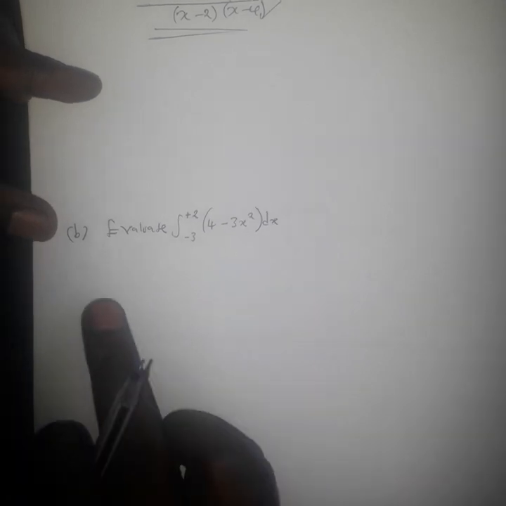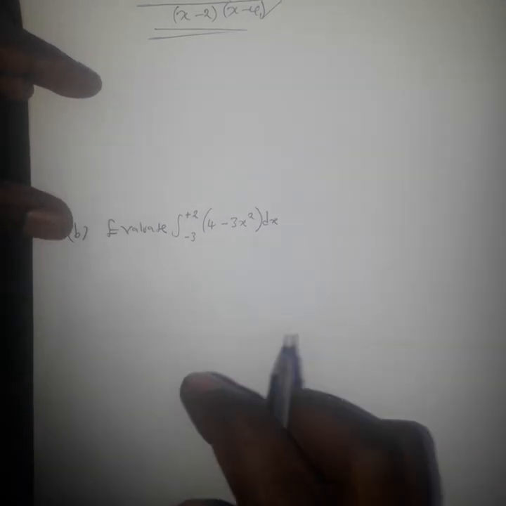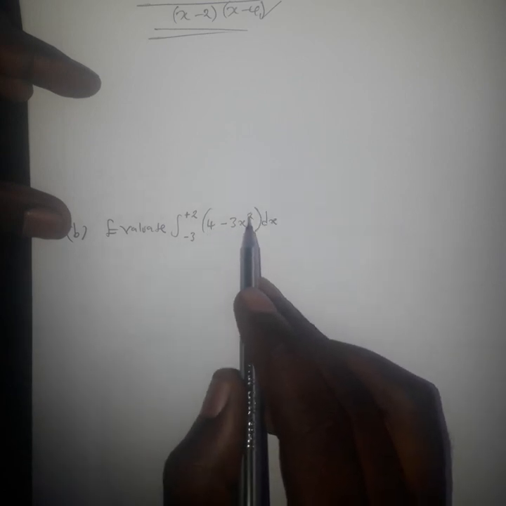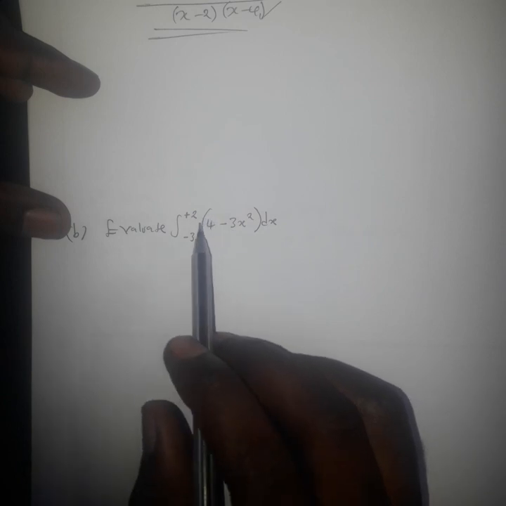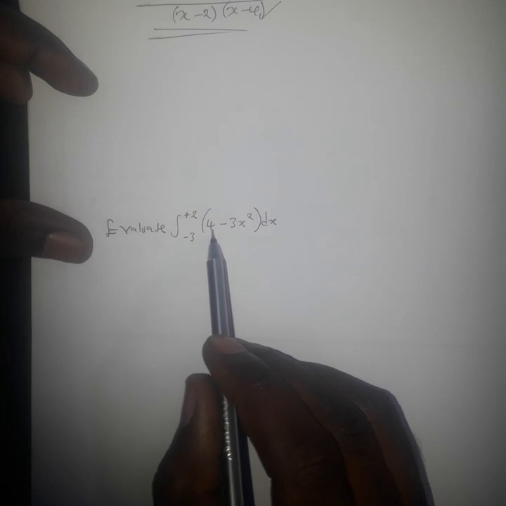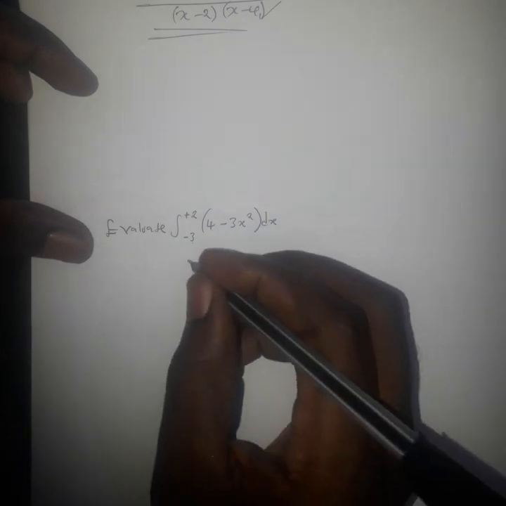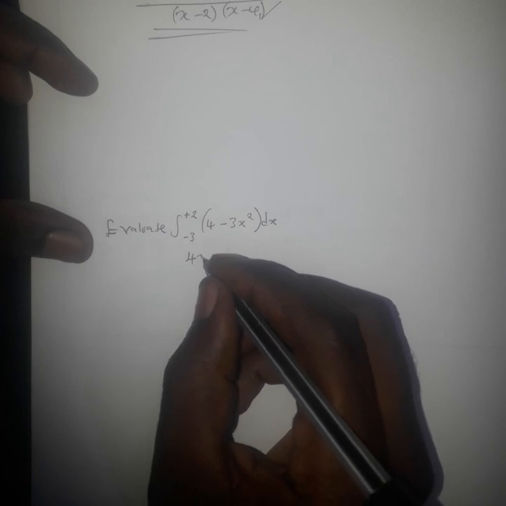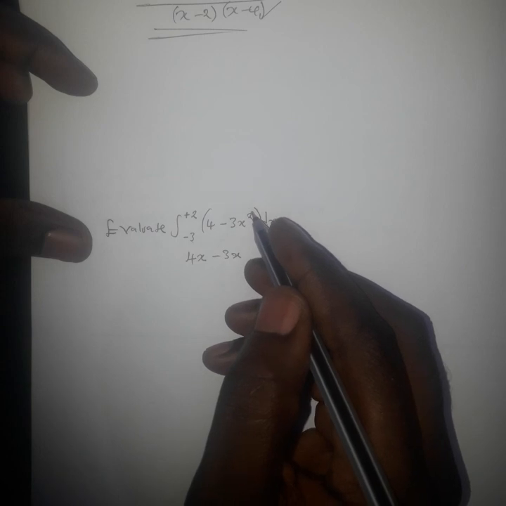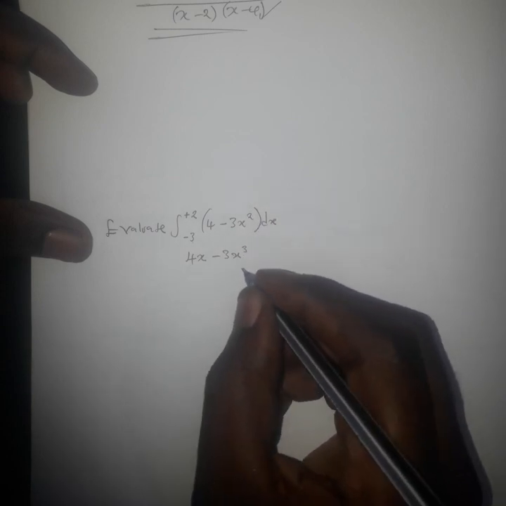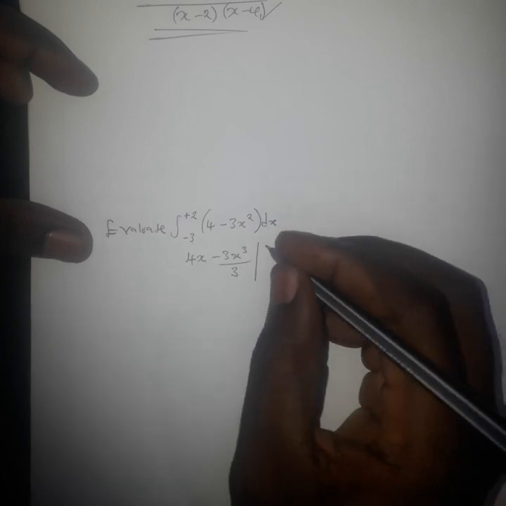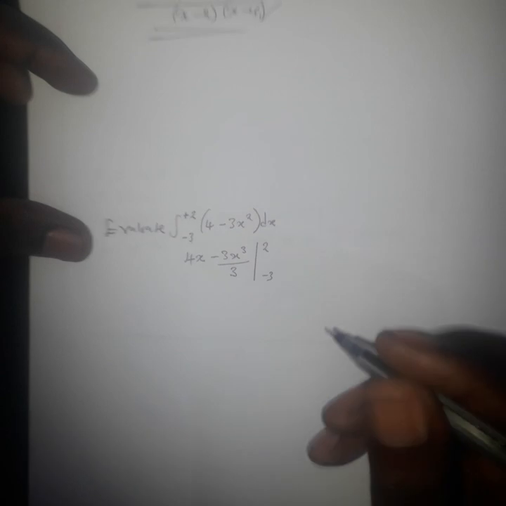Quickly moving to question number 1b, it says evaluate the integral of 4 minus 3x squared dx. We have the limits 2 and negative 3. So when we integrate the first part, which is a constant, with respect to x, we are going to have 4x, then negative 3x, the power of 2 is going to increase by 1. The same new power is what we shall divide, and this has a limit of 2 and negative 3.